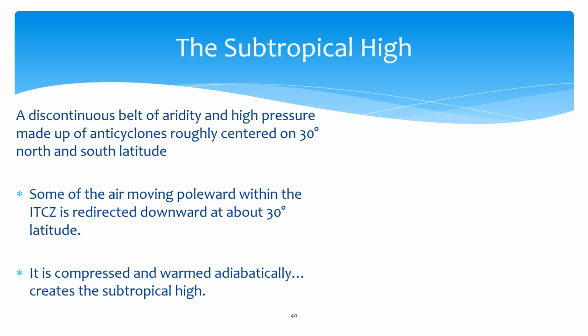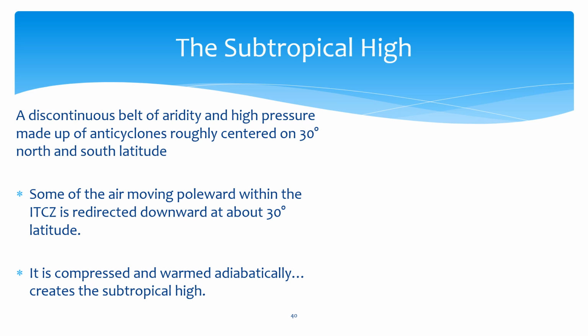Why is it so dry? Well, as we know, the air ascending over the ITCZ is creating a whole bunch of thunderstorms. So it is raining out a whole bunch of moisture. It's losing a lot of moisture right over the ITCZ. As that upper level air diverges and starts moving poleward, the further it gets away from the ITCZ, the more moisture has been lost.